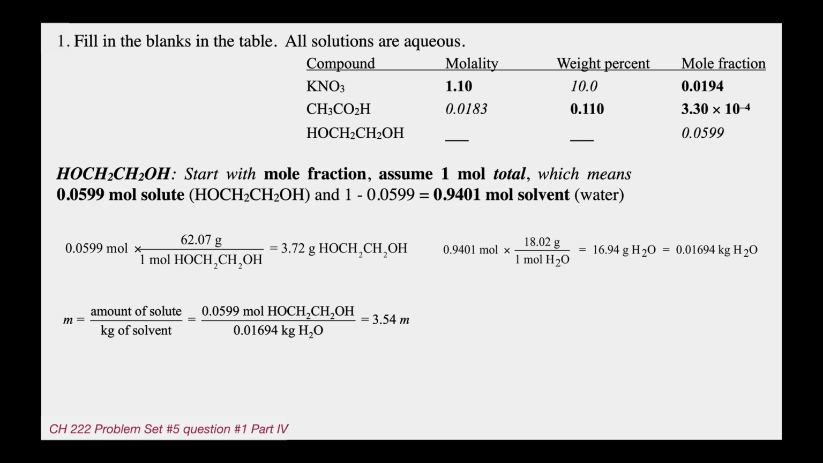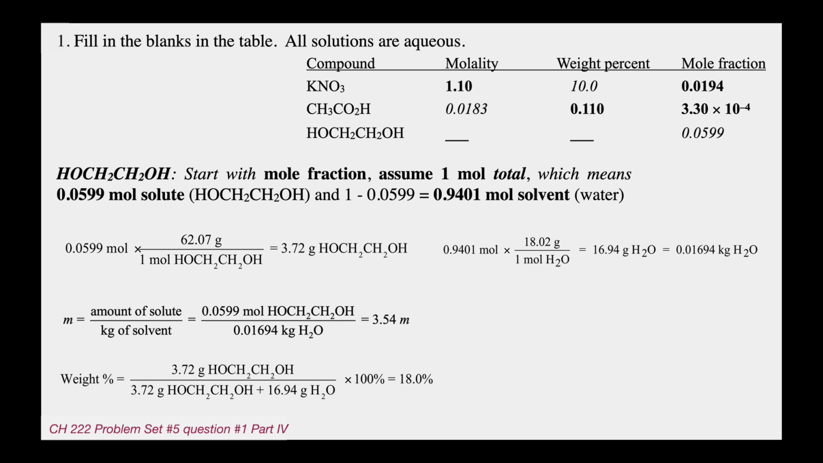3.54 molal. And then finally, the last one, weight percent: grams of ethylene glycol on top divided by grams of ethylene glycol plus grams of water. Remember to put a parenthesis around that one, times 100%. This is 18.0% ethylene glycol. Whew. So anyway, this is how you do those problems.